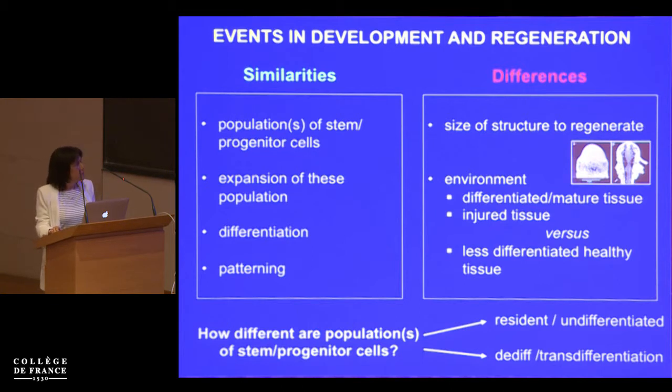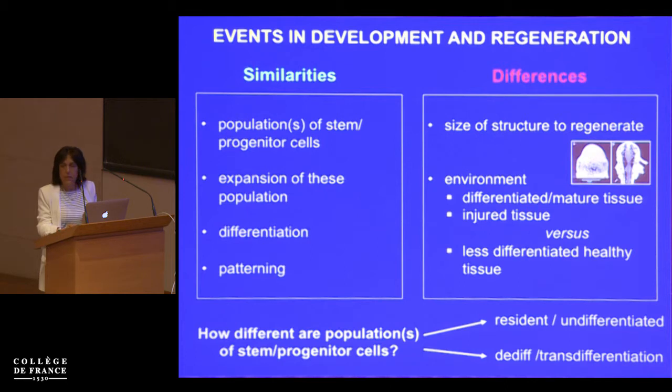If you think about the population of cells that are involved, you can think about resident undifferentiated cells that gradually become more lineage restricted during development. There is the issue of the possible existence of this population postnatally, in the adult organism. The other way of thinking, for which there is a lot of evidence, is that cells that are more mature can de-differentiate, so go back to a less differentiated state, or transdifferentiate, so change from one type of potential lineage to another.